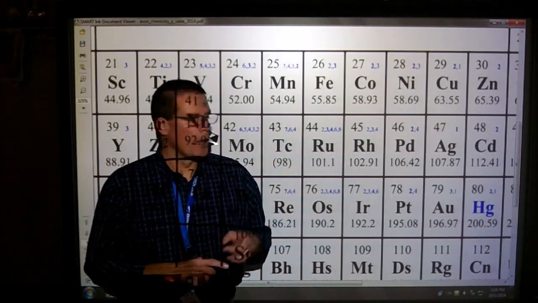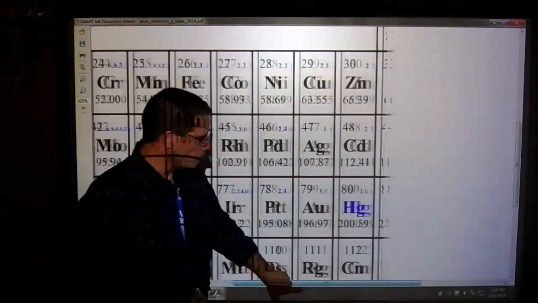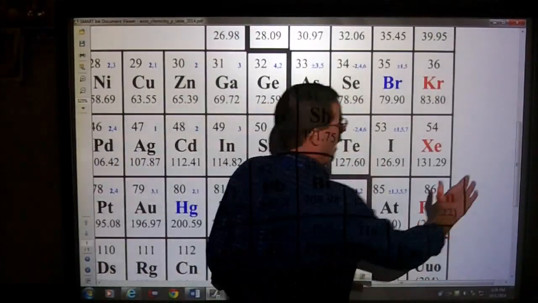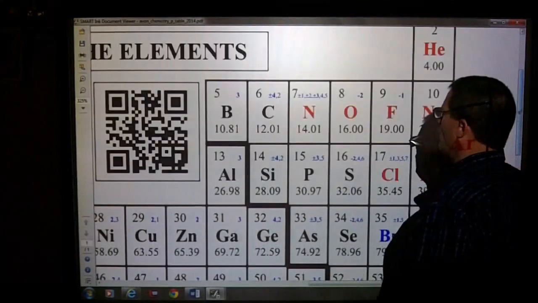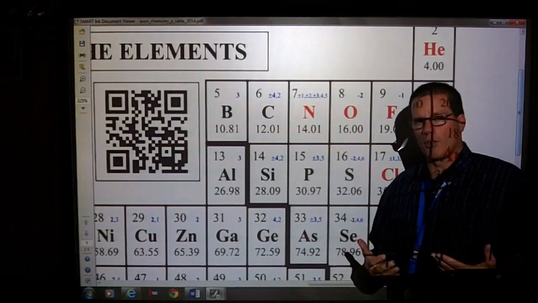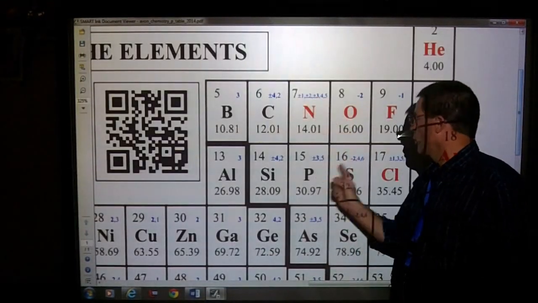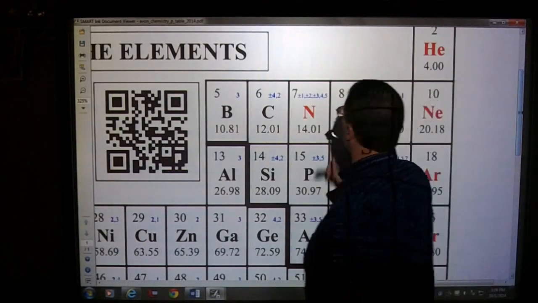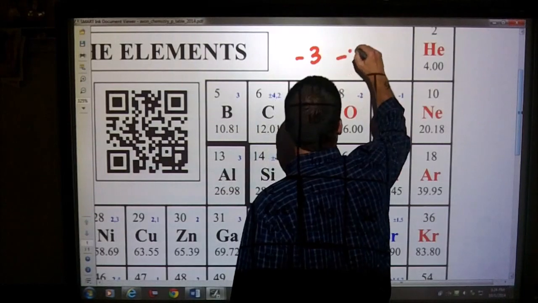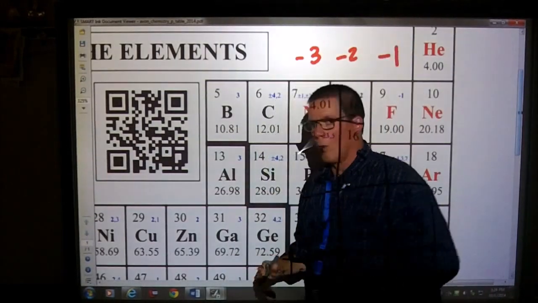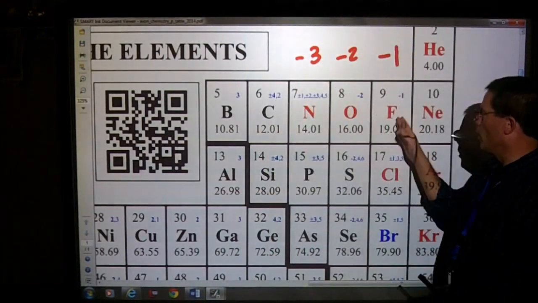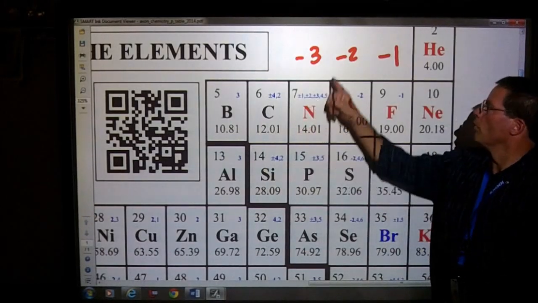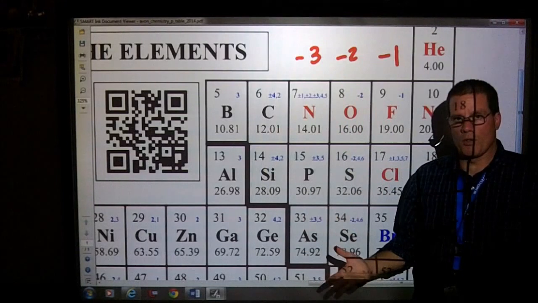Now, what we don't do for the nonmetals is, even though some of these nonmetals have more than one charge, we do not use Roman numerals. At least in honors chemistry, we do not use Roman numerals to represent the charges for these nonmetals. We're still going to go with the convention that that's a -3, that's a -2, and that's a -1. So whenever you see one of these elements all by themselves, don't say, ooh, which one do I use? It's always going to be the most common charge.